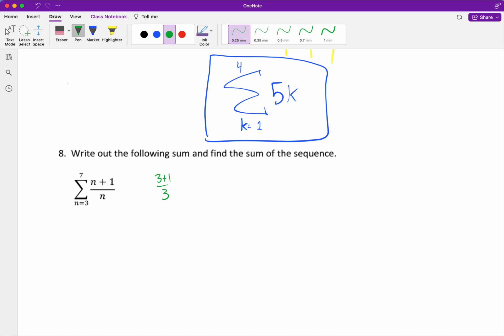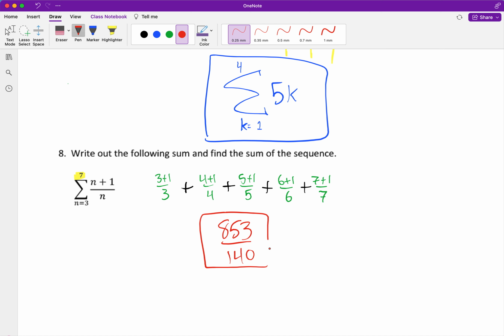Okay, then the fourth term would be 4 plus 1 over 4, and then it would be 5 plus 1 over 5, and then 6 plus 1 over 6, and then 7 plus 1 over 7, and I'm going to stop there because the top number is saying stop when n equals 7. So I did n equals 3, n equals 4, n equals 5, n equals 6, n equals 7. And because this is a sum, right, the giant sigma means sum, I'm literally adding these fractions together. So in my calculator, I would add 4/3 plus 5/4 plus 6/5 plus 7/6 plus 8/7, and I would get 853 over 140. And so that's what this sum would actually be.